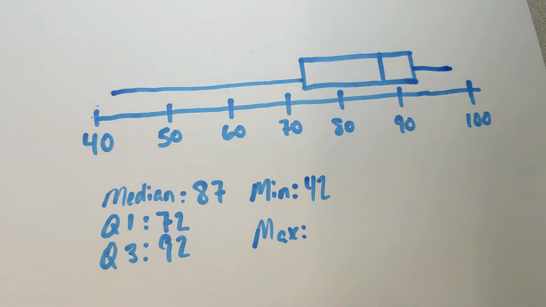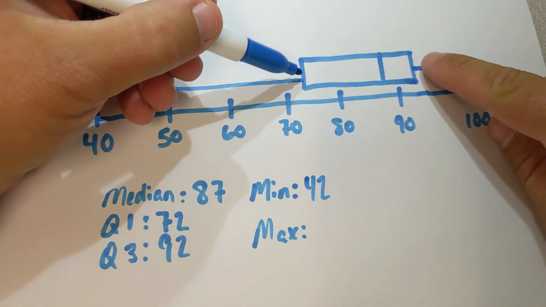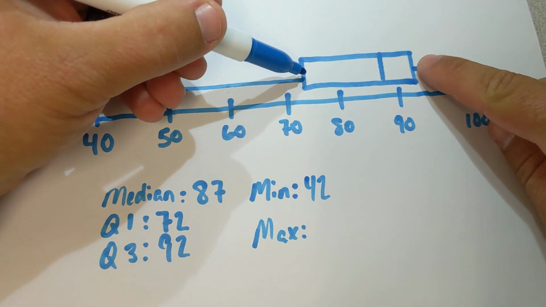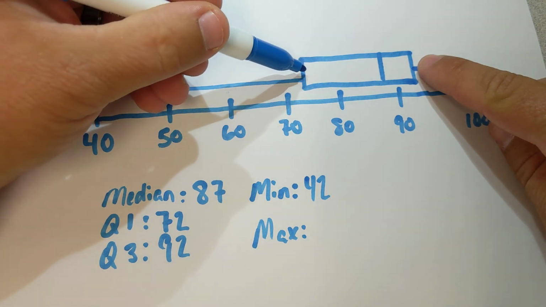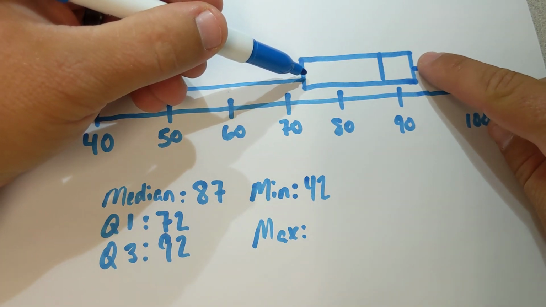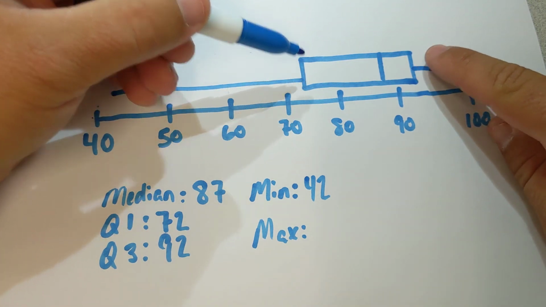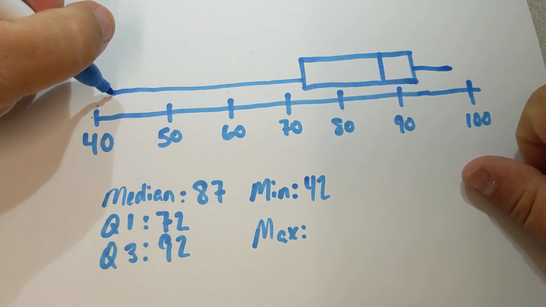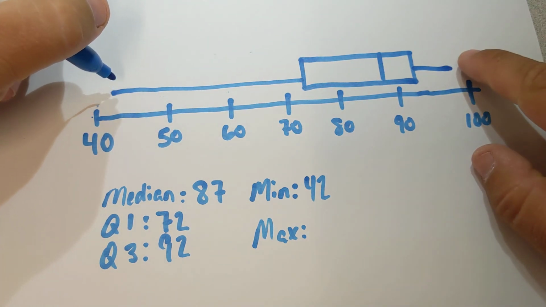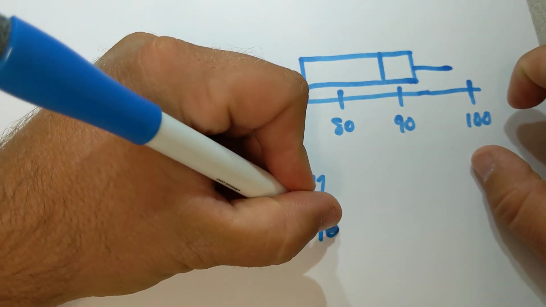Now, in looking at the box and whisker, we can see that the actual middle 50% scored between a 72 and a 92. So half of the class was right in here. One person scored out here on a 42 and one person scored a 96.